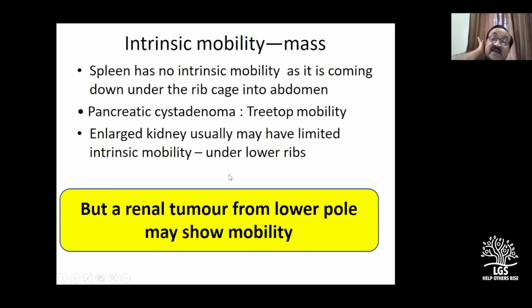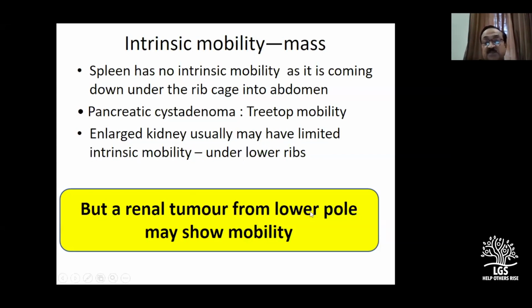Like the liver, because the liver comes from under the costal margin, the spleen also comes from under the costal margin. So you can't hold the spleen and move it freely. That is what I mean by the word intrinsic mobility. I hope it's clear, because it's coming from under the bony cage. So pancreatic cystadenomas will have some amount of mobility, what has been called tree top, and of course enlarged kidneys usually may have limited mobility because it's again under the lower cage.